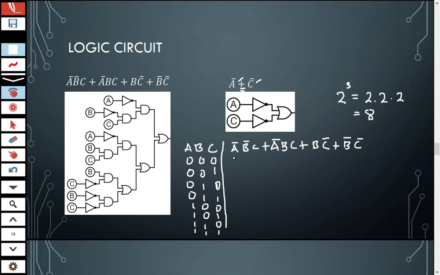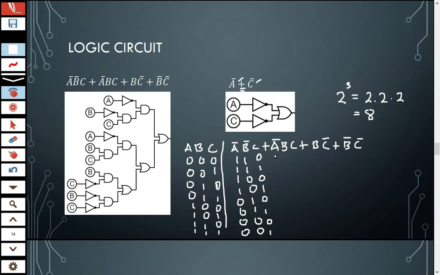So for our A, we have to negate all the values of A. So this becomes 1, 1, 1, 1, and 0, 0, 0, 0. Same with B. This is 1, 1, 0, 0, 1, 1, and 0, 0. For C, we will just copy everything.